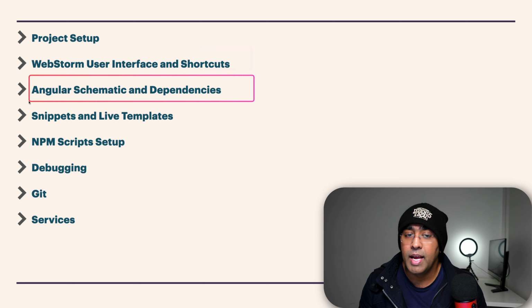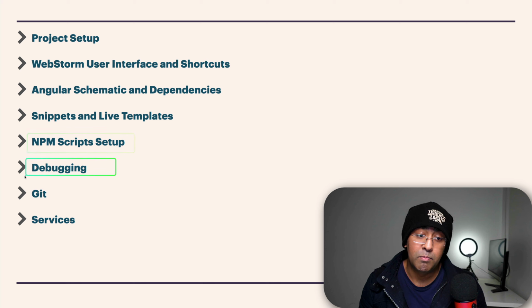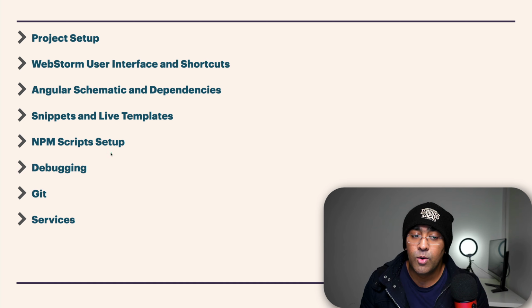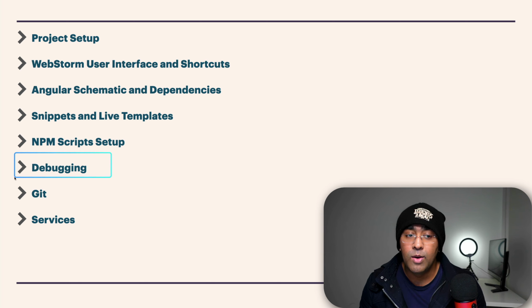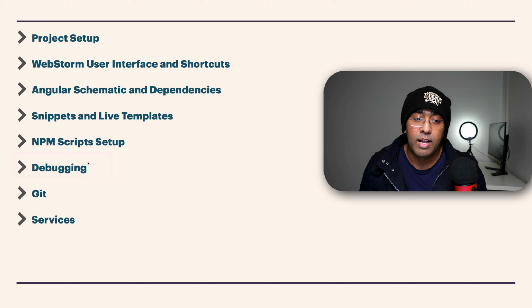Then I'll talk about Angular schematics and dependencies in WebStorm, snippets and live templates, and NPM scripts. Debugging especially is another very important thing. A lot of people, when they're writing Angular code, usually go and debug in a Chrome browser, which I think is not ideal, because if you can use shortcut keys to monitor your code running in Chrome and also debug it, it's going to fast track your development. WebStorm is a complete IDE which offers everything that you need for web development.